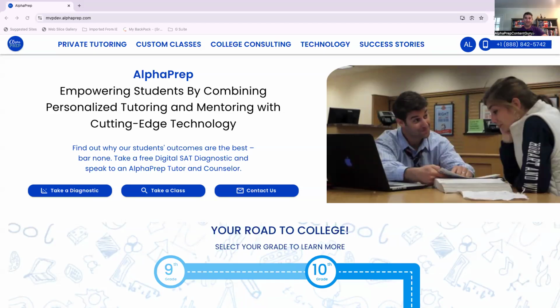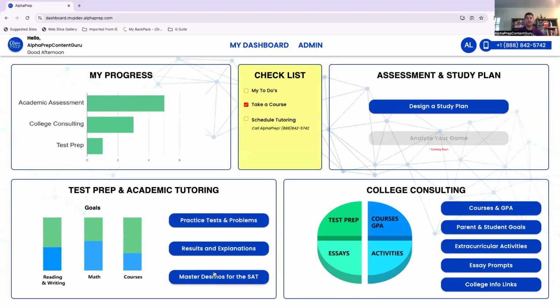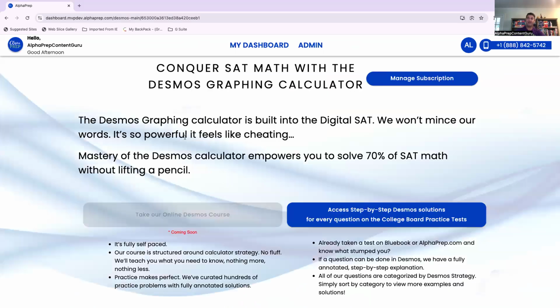All right. So once you're signed in to alphaprep.com and you click on your initials and you go to your dashboard, in the dashboard, you can cruise down to Master Desmos for the SAT and find yourself with the opportunity to go to step-by-step Desmos solutions for every question on the College Board tests.